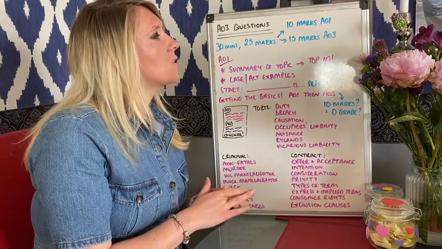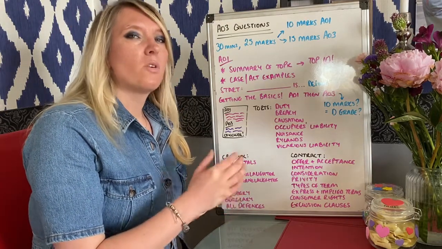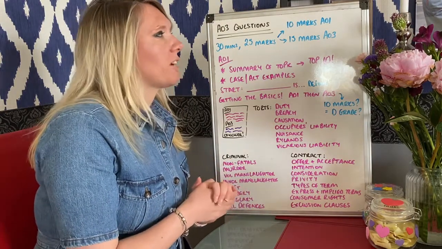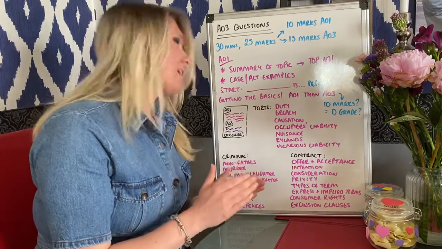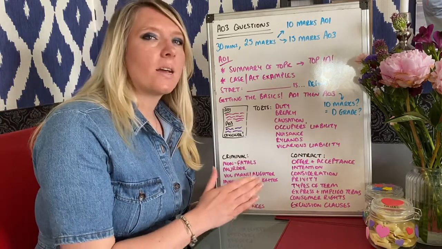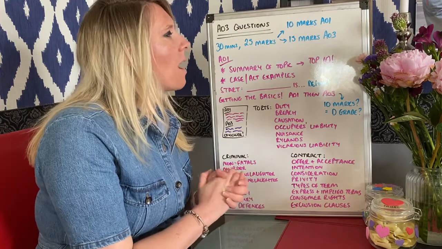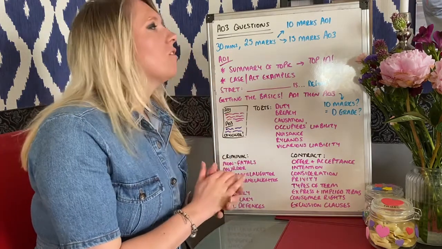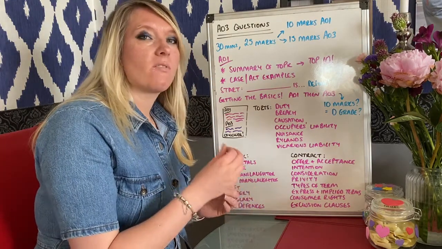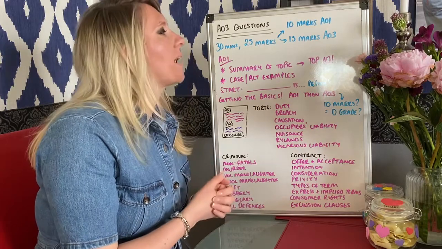You have 30 minutes to achieve 25 marks. Those are split into two different assessment objectives. So AO1 is for your knowledge and understanding of the chosen topic, and 15 marks are available for your AO3, which is evaluation of the chosen topic.